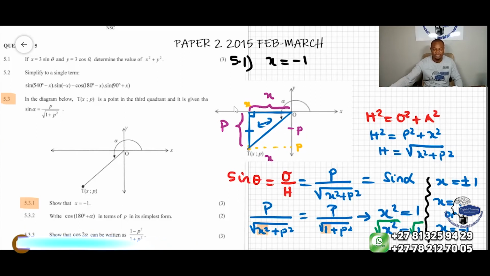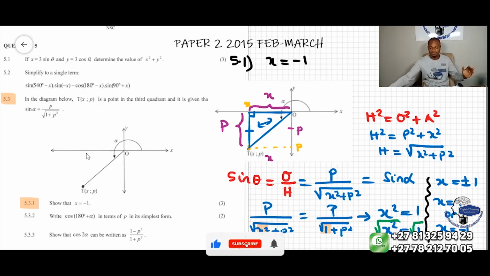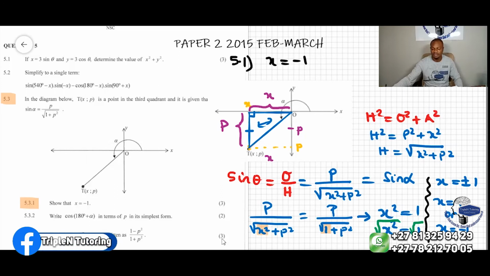Now we can see where the point T is. T is in the third quadrant. In the third quadrant x is negative because it is on the left-hand side of 0. So we cannot take x equal to 1. So we say x equal to negative 1.